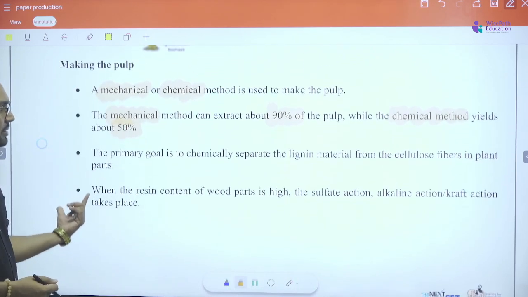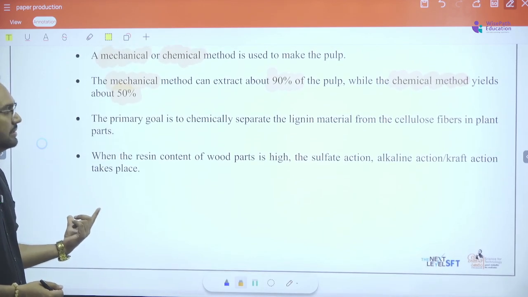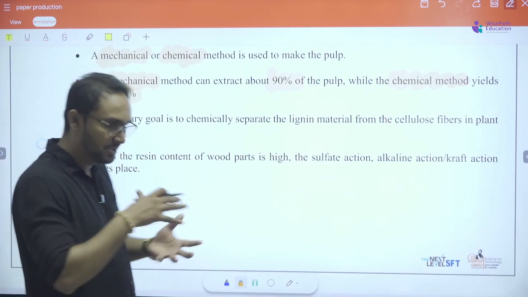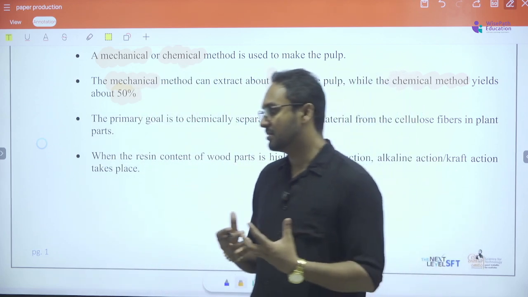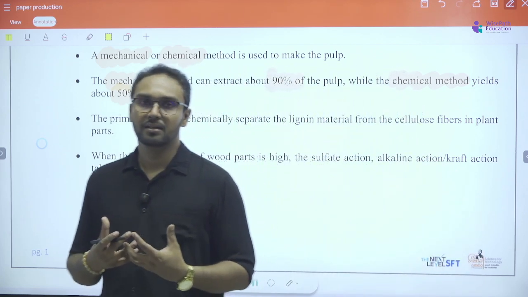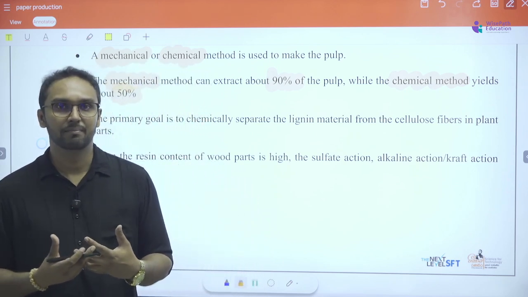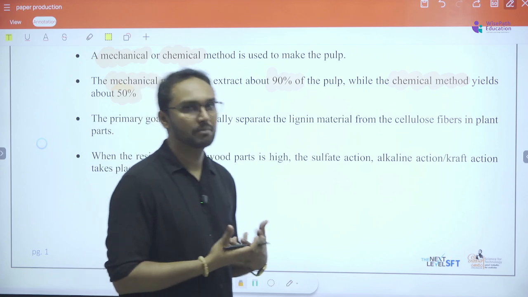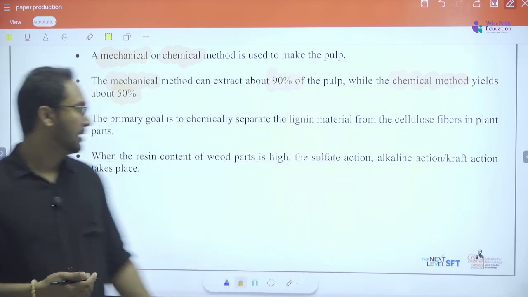The primary goal is to chemically separate the lignin material from the cellulose fibers in plant parts, right? That is to make the pulp. So this hardness is there because of the lignin, and when you apply either this mechanical or chemical method, this lignin will be removed, so it will make a pulp, right? Simple as that.